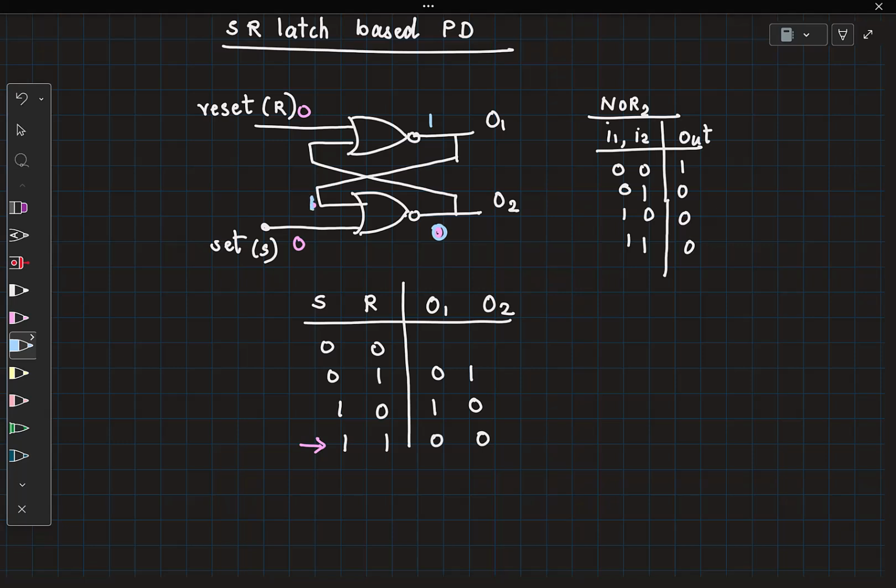That means this is 1 and this is equal to 0. Now it turns out this is 0, 1 can give you 0. Here you have zeros and zeros. This can be 1. So this is a consistent solution.